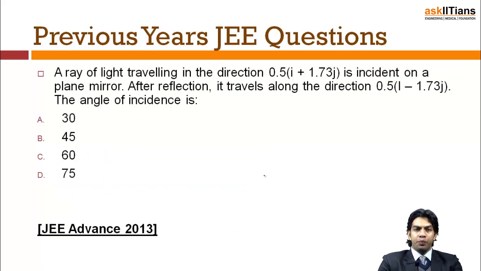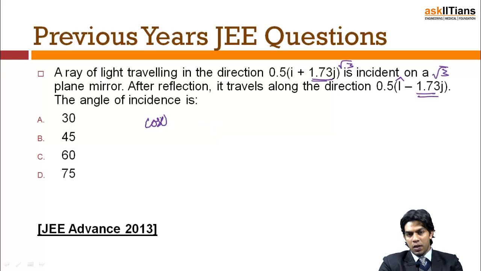Moving on. A ray of light traveling in the direction 0.5 i cap plus 1.73 j cap is incident on a plane mirror. After reflection, it travels along the direction 0.5 i cap minus 1.73 j cap. The angle of incidence is? Here 1.73 can be taken to be root 3. So this is your objective skills playing along right now. Make sure that you take root 3 over here.